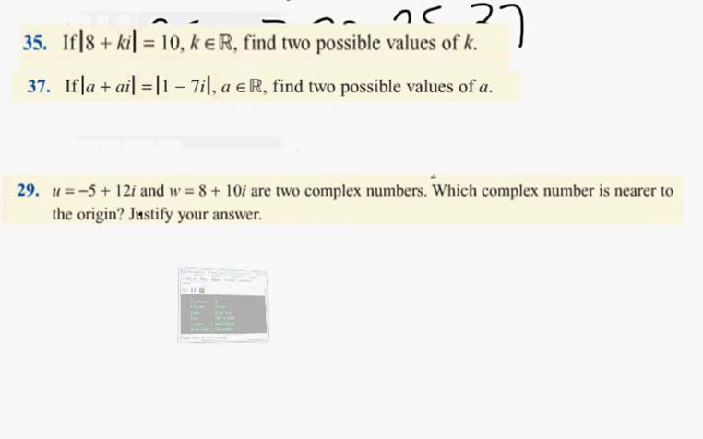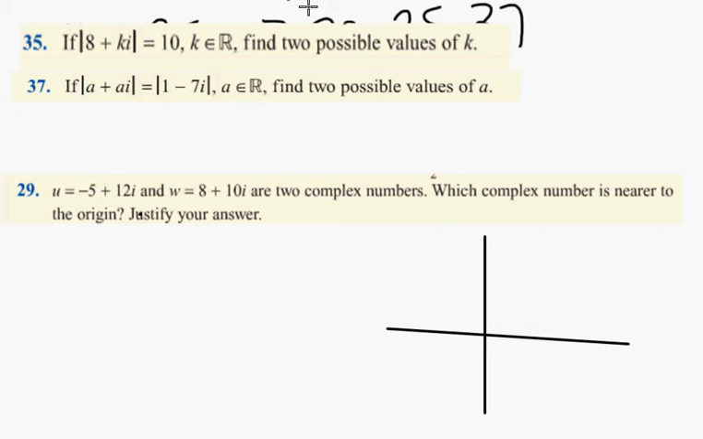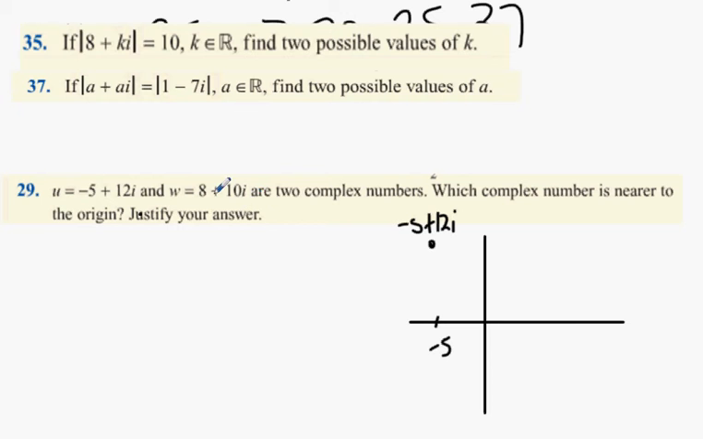This is question 29. If u is minus 5 plus 12i and w is 8 plus 10i are two complex numbers, which complex number is nearer the origin? Justify your answer. Just so we're up to date with this, guys, okay? Minus 5 plus 12i means 5 across and 12 up. So that'd be minus 5 plus 12i. The other one is 8 plus 10i, which means 8 across and 10 up, which would be up here.